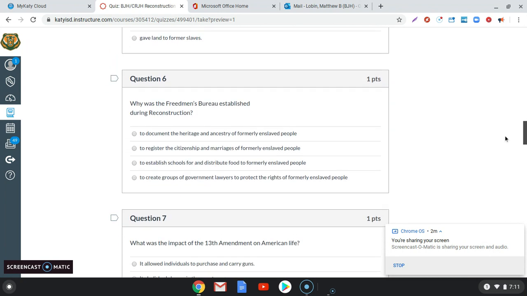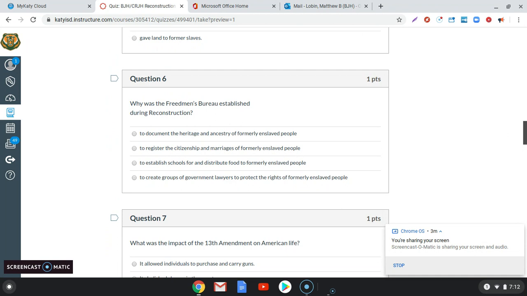Question 6. Why was the Freedmen's Bureau established during Reconstruction? To document the heritage and ancestry of formerly enslaved people, to register the citizenship and marriages of formerly enslaved people, to establish schools for and distribute food to formerly enslaved people, to create groups of government lawyers to protect the rights of formerly enslaved people.